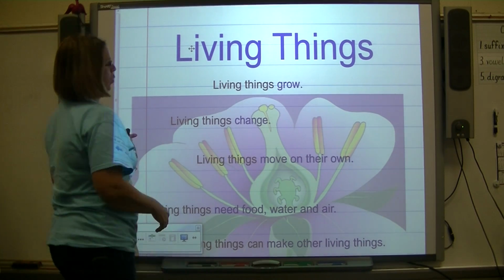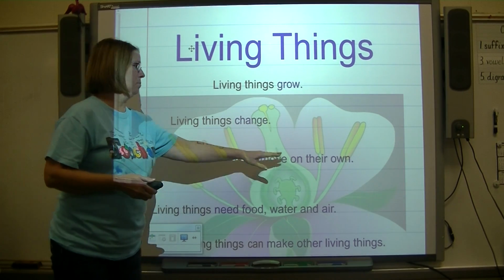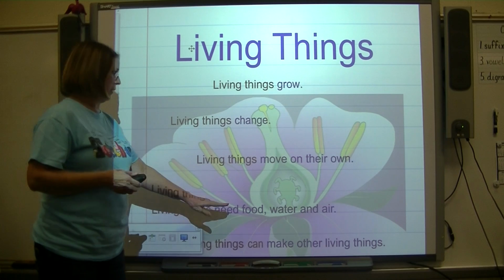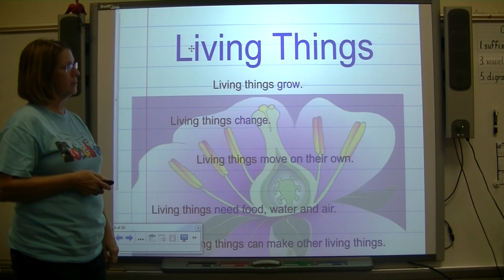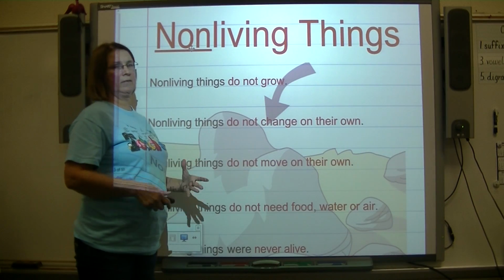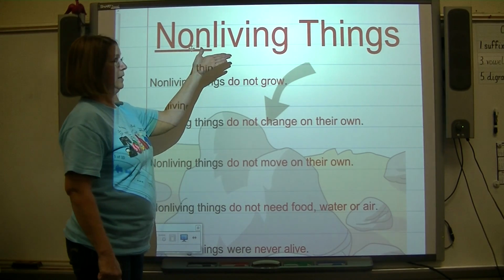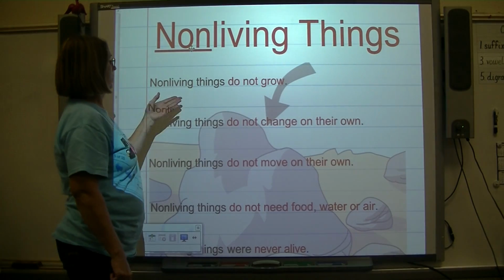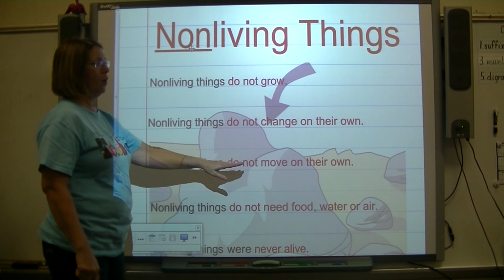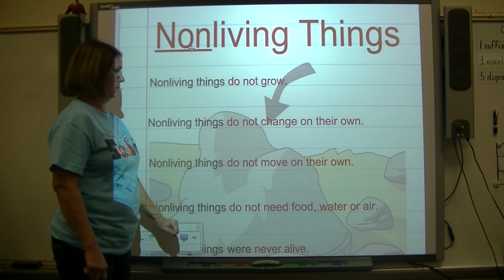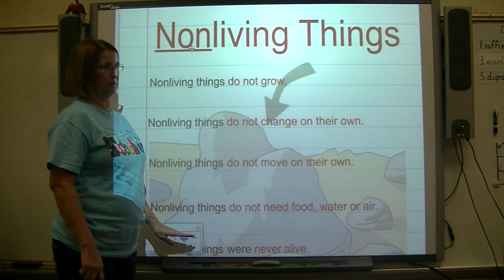Okay, so we see that living things grow, change, move on their own. They need food, water, and air, and they can make other living things. Non-living things. What does non mean? It means not. Not living things. Things that are not living. They don't grow. They don't change on their own. They don't move on their own. They don't need food, water, and air. And they were never alive.